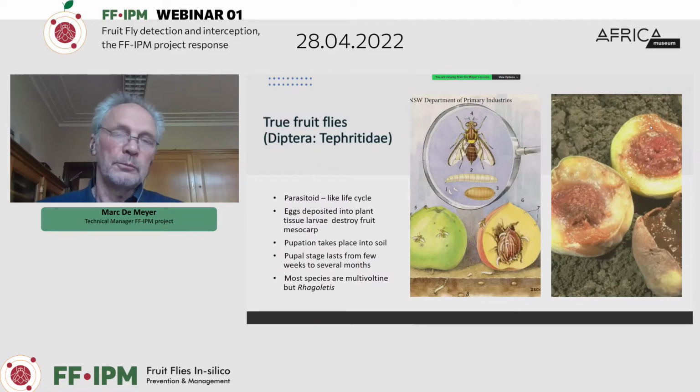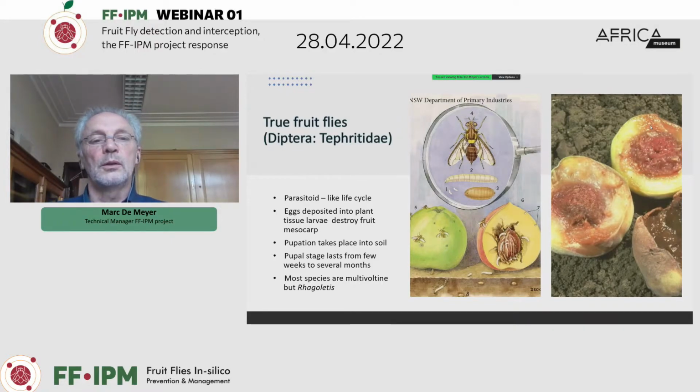Why fruit flies? Well, when we talk about fruit flies in this respect, we talk about what we call the true fruit flies, the tephritic ones. You all are probably aware of the Drosophila, the ones that most people know as small flies that you find in the kitchen when your fruit is overripe. These are not the topic of this research. These are the true fruit flies, the tephritic.